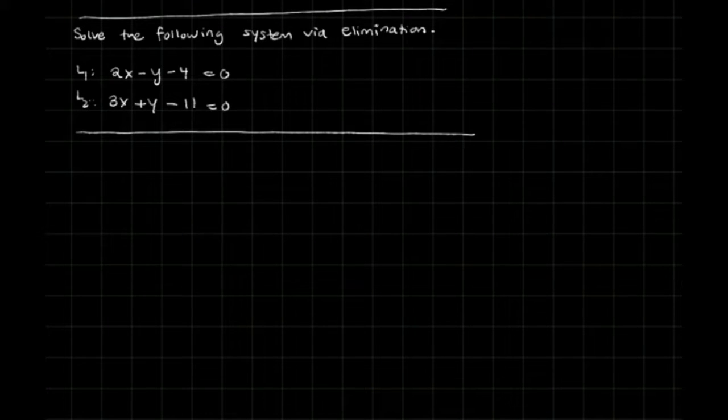Alright, let's solve the following system via the elimination method. If we're using the elimination method, the way we're going to do this is we're going to move all the variables to one side of the equation, and we're going to leave the constants on the other side. This is going to help us navigate through the process, so I'm just going to show it to you guys.